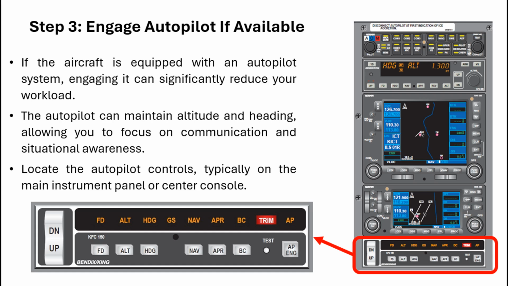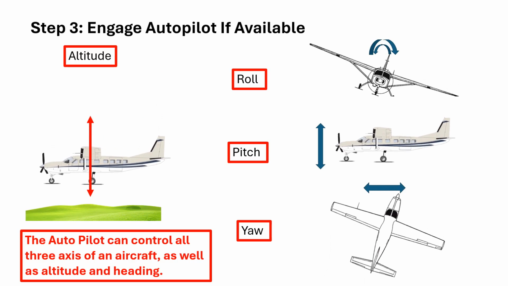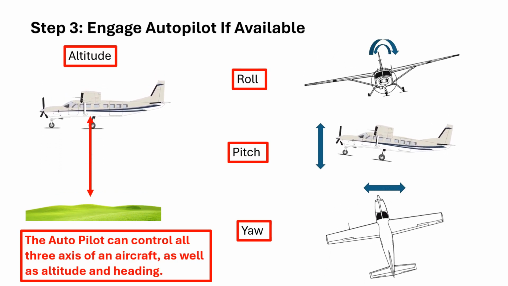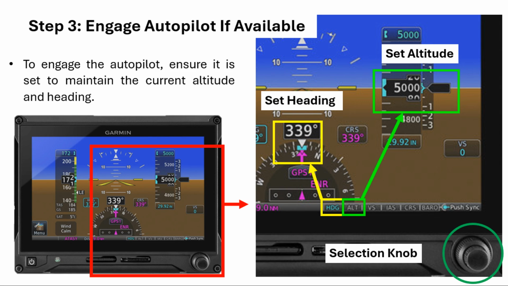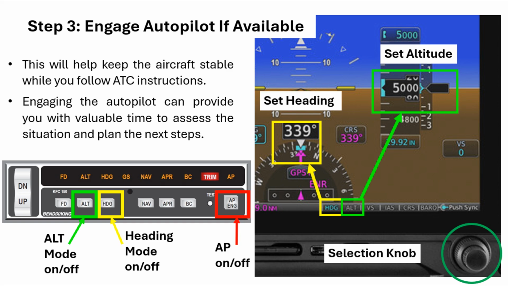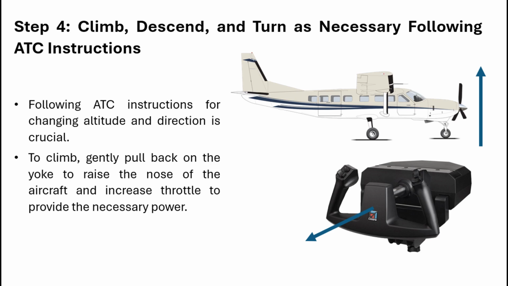Step 3. Engage autopilot if available. If the aircraft is equipped with an autopilot system, engaging it can significantly reduce your workload. The autopilot can maintain altitude and heading, allowing you to focus on communication and situational awareness. Locate the autopilot controls, typically on the main instrument panel or center console. To engage the autopilot, ensure it is set to maintain the current altitude and heading. This will help keep the aircraft stable while you follow ATC instructions. Engaging the autopilot can provide you with valuable time to assess the situation and plan the next steps.